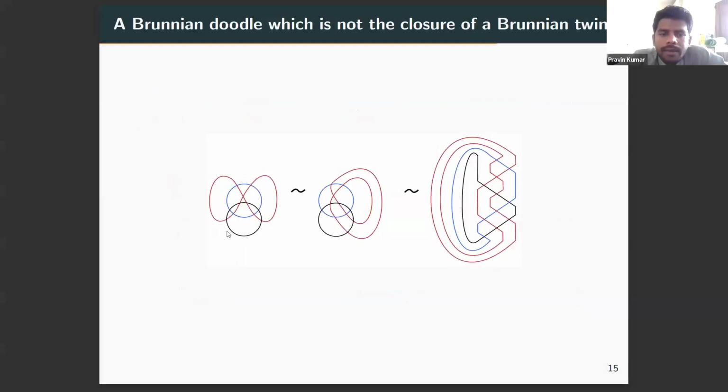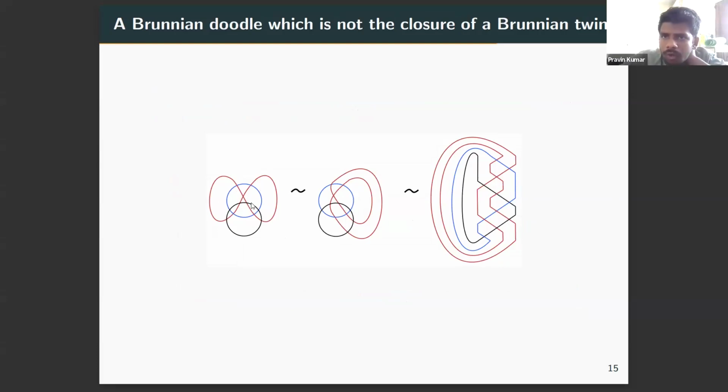Now going back to the example I had before, the figure I have on the left hand side is just a Brownian doodle, which means if I remove any of these components, I will get the trivial doodle. This can be seen as a closure of a twin on 4 strands. This figure illustrates that homotopy. How can I see this as a homotopy on 4 strands?